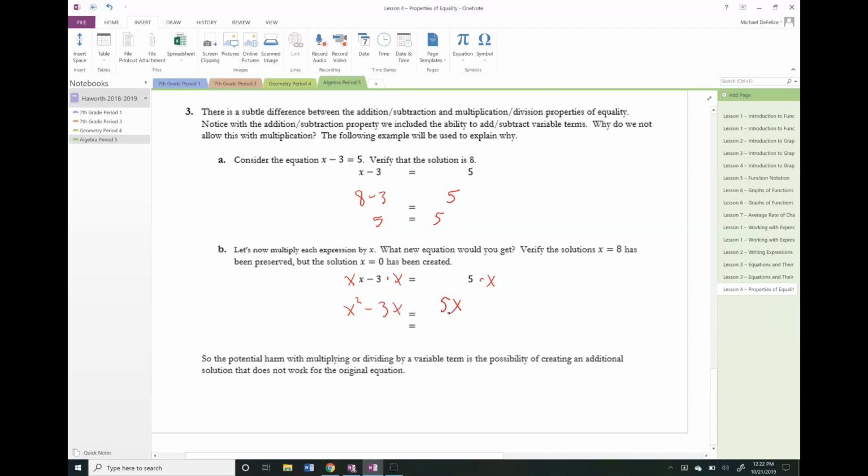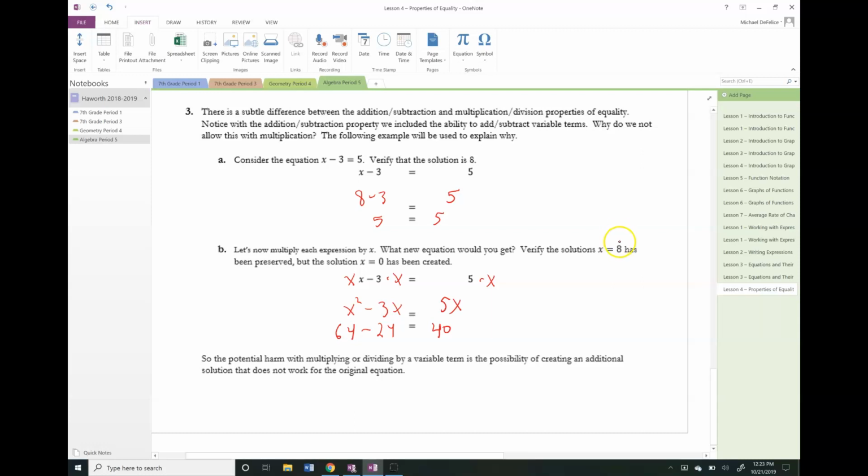So now the question is, is 8 still an answer? Well, let's check. 8 squared is 64 minus 24. Will that equal 5 times 8, which is 40? And the answer is yes. 64 minus 24 is 40.